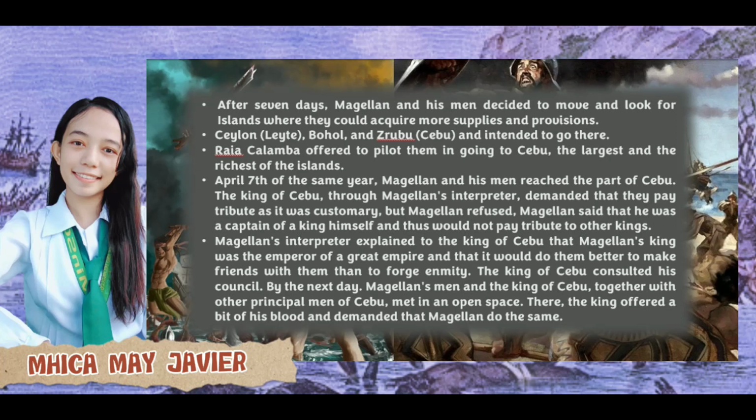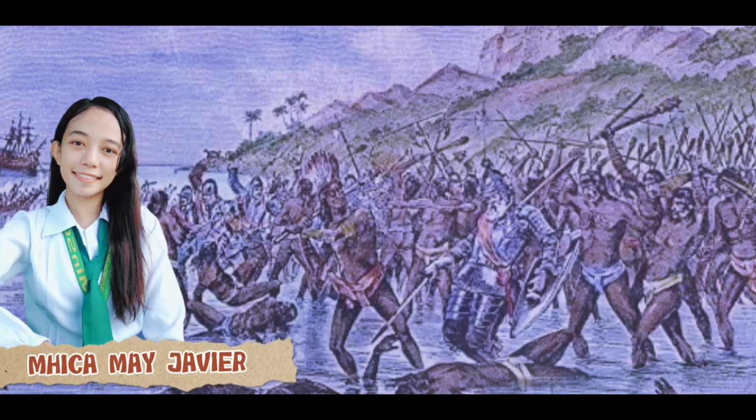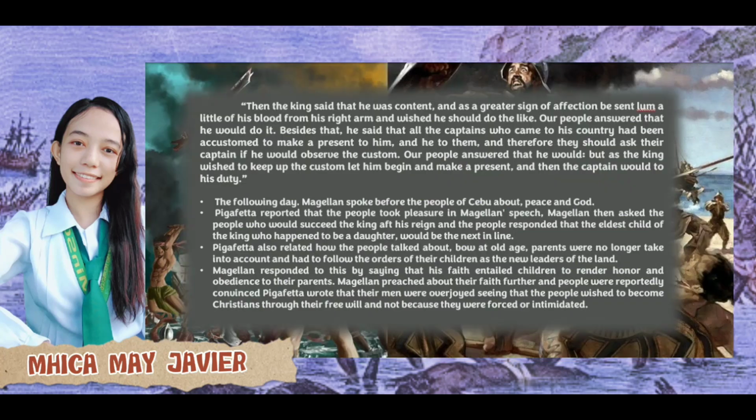By the next day, Magellan's men and the king of Cebu, together with the principal men of Cebu, met in an open space. There the king offered a bit of his blood and demanded that Magellan do the same. Pigafetta recounted, then the king said that he was content, and as a greater sign of affection, he sent him a little of his blood from his right arm and wished he should do the like. Our people answered that he would do it.